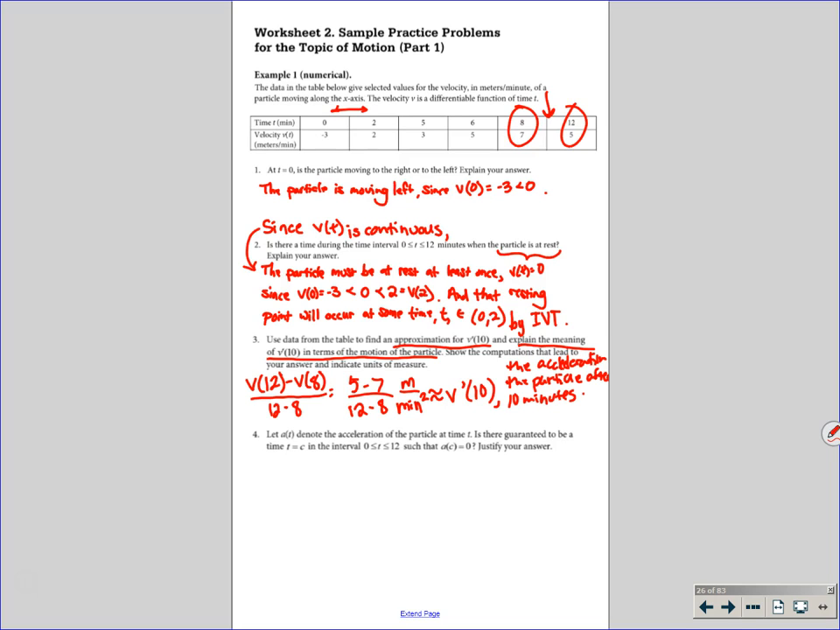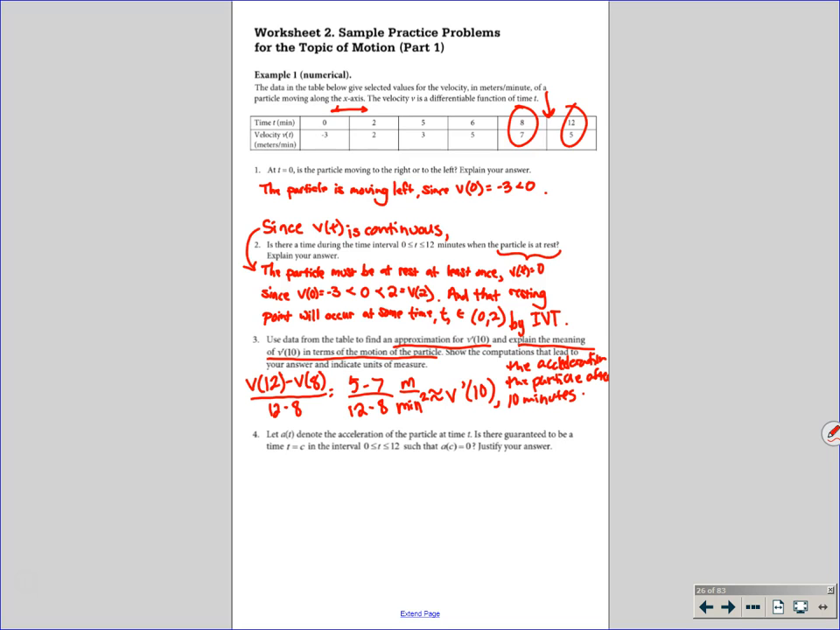V prime is acceleration. You're just filling in the blanks. Acceleration of who? Go look at the problem, the particle. You can even say the particle moving along the x-axis if you want to be snazzy and write a whole story. The particle after 10 minutes. So after it's been moving 10 minutes, this is an approximate for its acceleration. It's as easy as that.